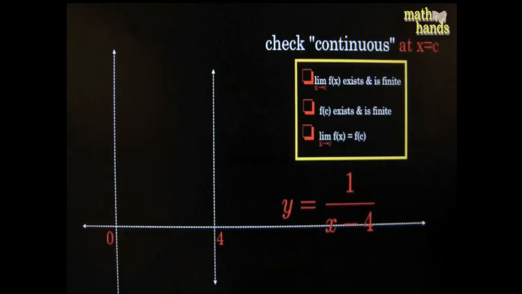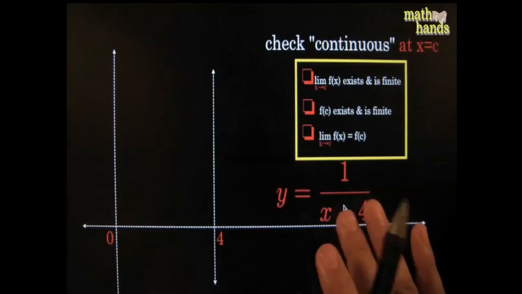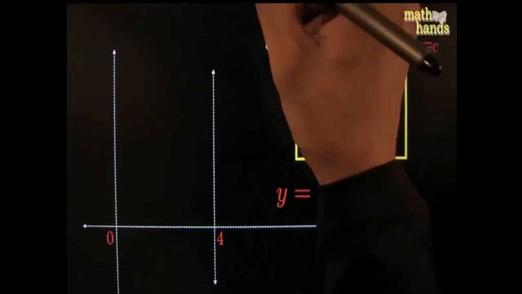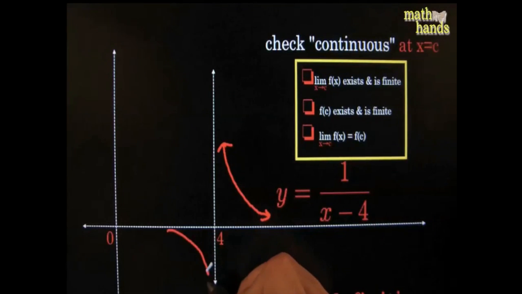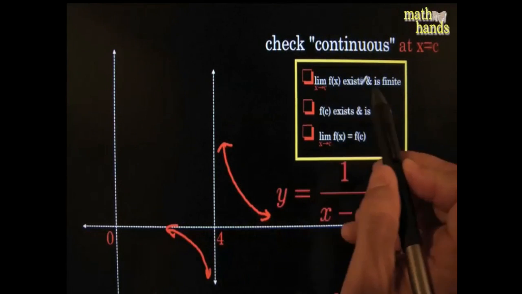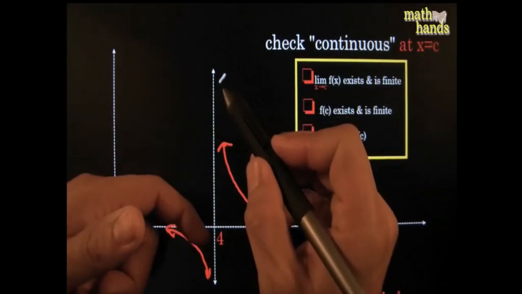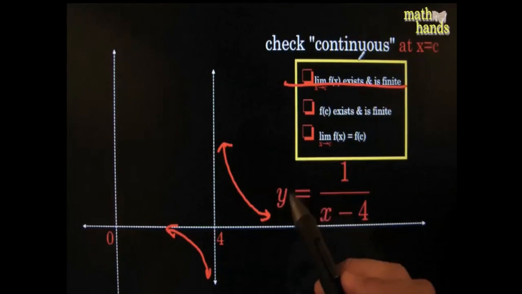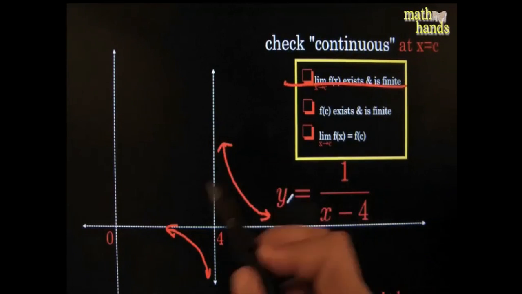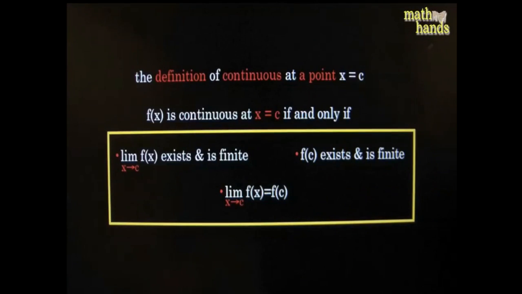Let's check this one. This is a famous one. y equals 1 over x minus 4. It just looks like 1 over x, but it's shifted to the right 4. So it looks like this. And it looks like this. And so let's check the first one. Does the limit exist? Well, the limit doesn't even exist, because from the right it goes to positive infinity, from the left it's negative infinity. It doesn't exist, so you can stop. It's not continuous. And when you have asymptotes like this, it is called an infinite discontinuity. So there you go. That's the genius of the definition.